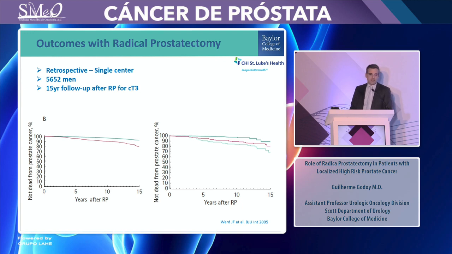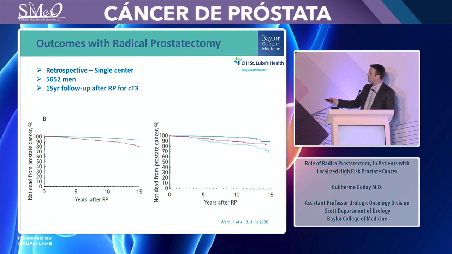Another series of 5,600 patients, 15 years of follow-up, this time focusing on patients with T3 disease, receiving surgery first. So again, if you look at the green line on top, that is for patients with T2 N0 disease, and the red curve is T3 N0 disease. You see there's no difference there.